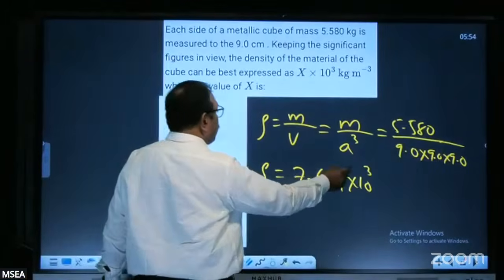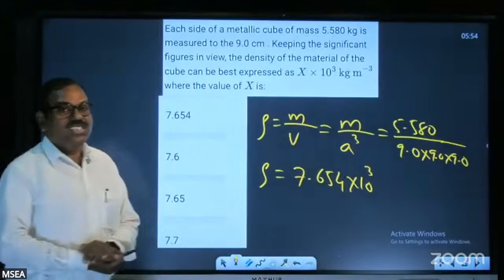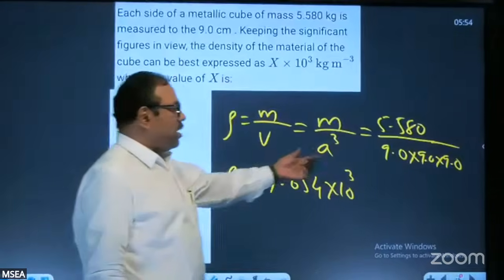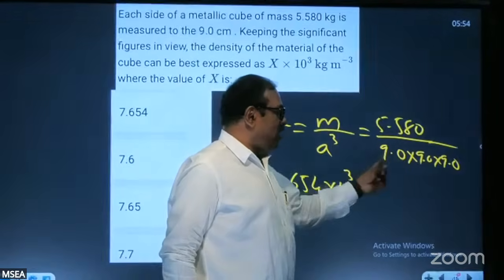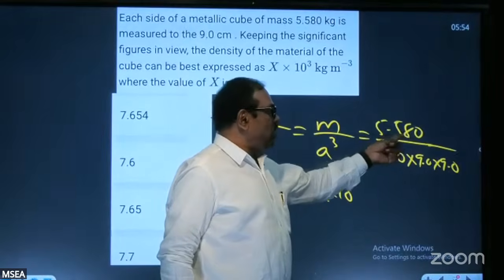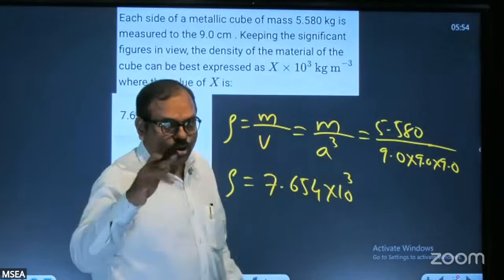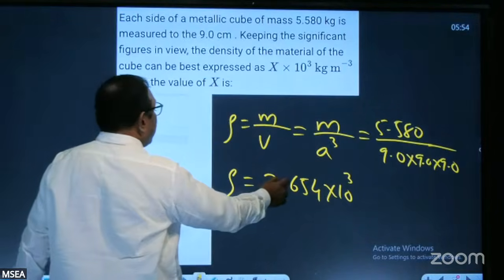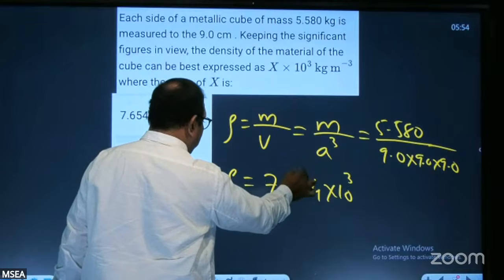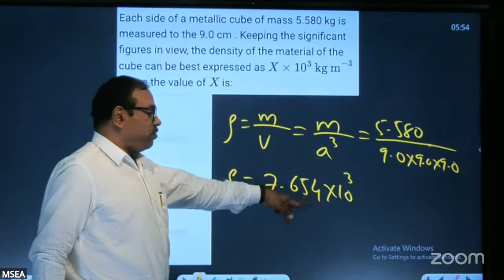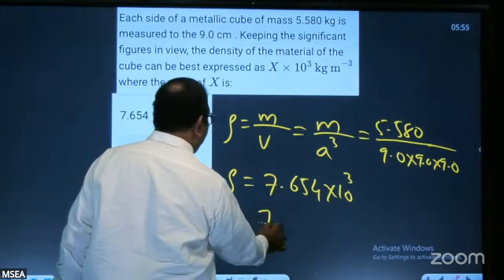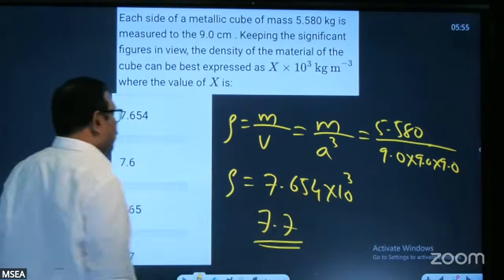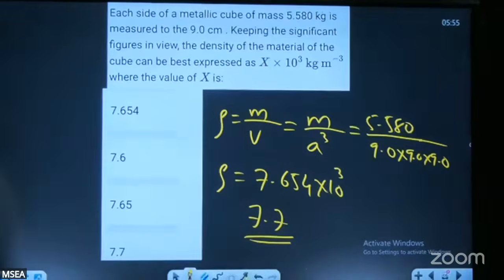In division and multiplication, whichever has the minimum significant figures, that should be taken. What is the minimum here? 9.0 has 2 significant figures, while this one has 4, but the minimum is 2. Therefore we take 2 significant figures: 7.654 rounds to 7.7, because 54 is more than 50. So 7.7 is the correct answer.